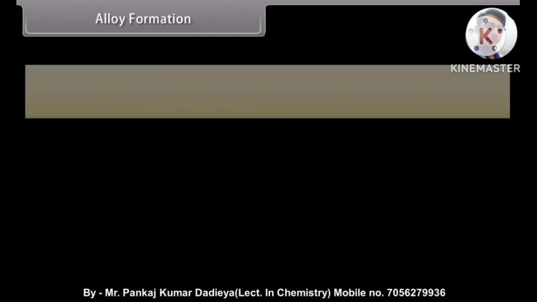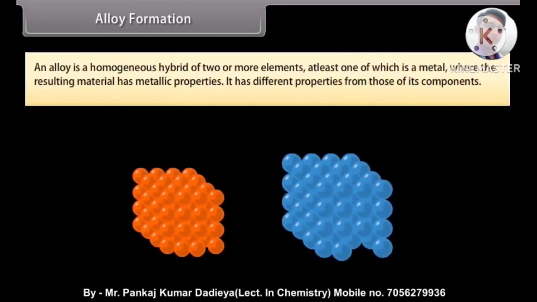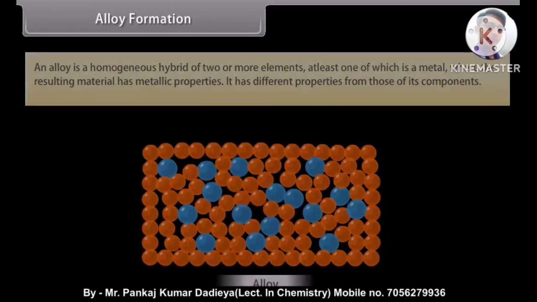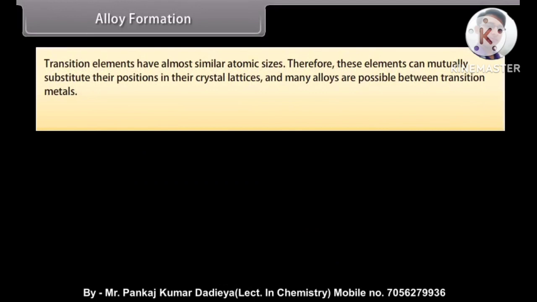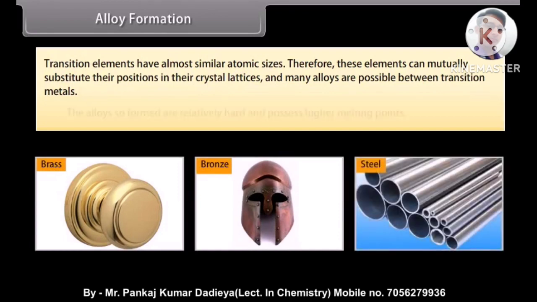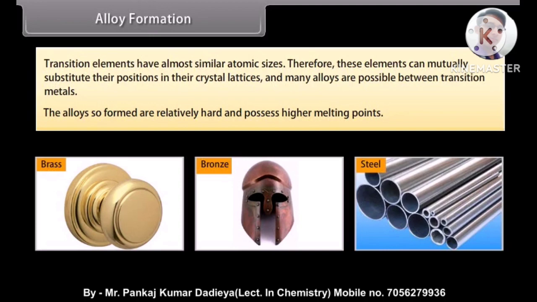Alloy formation. An alloy is a homogeneous hybrid of 2 or more elements, at least one of which is a metal, where the resulting material has metallic properties. It has different properties from those of its compounds. Transition elements have almost similar atomic sizes. Therefore, these elements can mutually substitute their positions in their crystal lattice, and many alloys are possible between transition metals. For example, brass, bronze, and various types of steel. The alloys so formed are relatively hard and possess higher melting points.